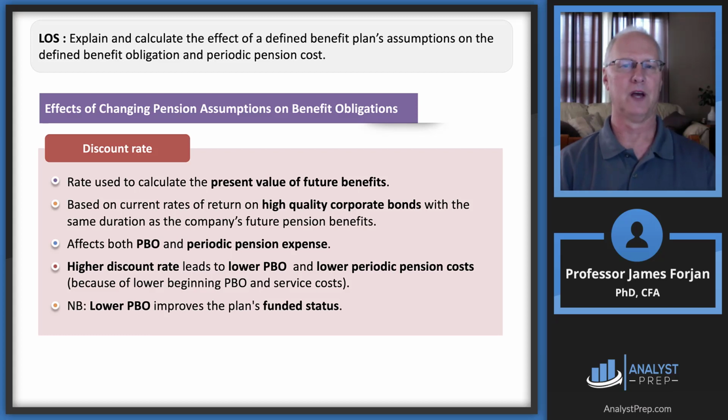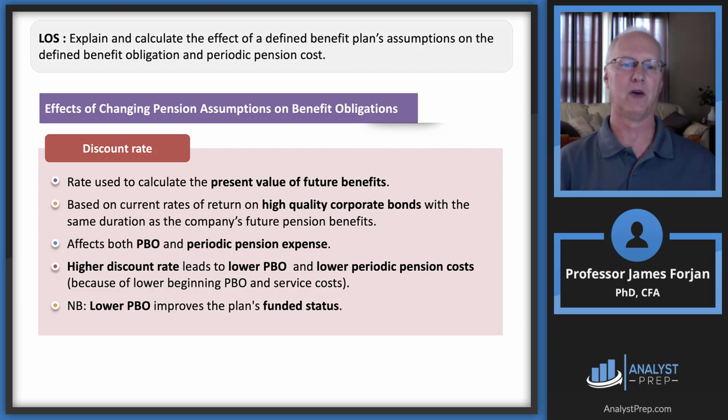How about this LOS? Explain and calculate the effect of defined benefit plans assumptions. All right, so discount rate. We need a discount rate to compute present value, right? We need a discount rate. We're going to find one, high quality corporate bonds. It affects both the pension obligation and the periodic pension expense.